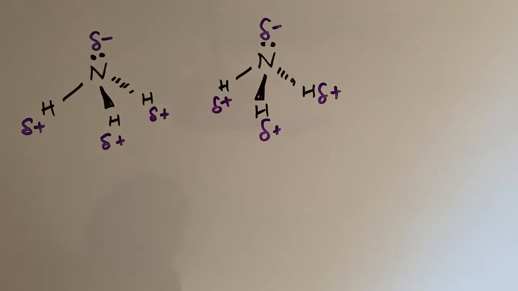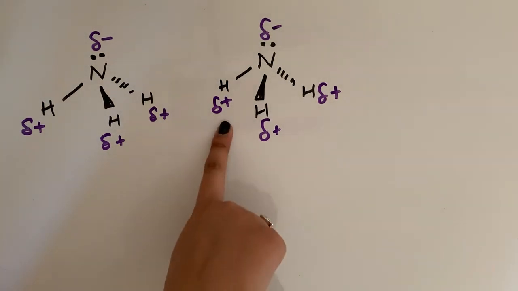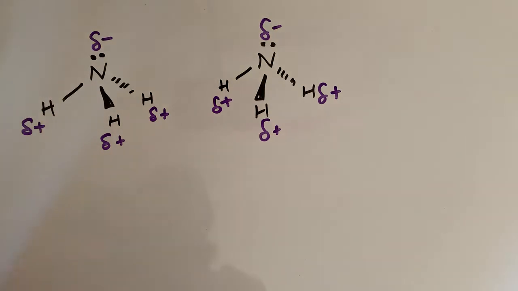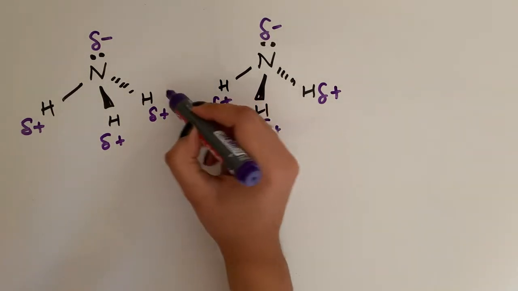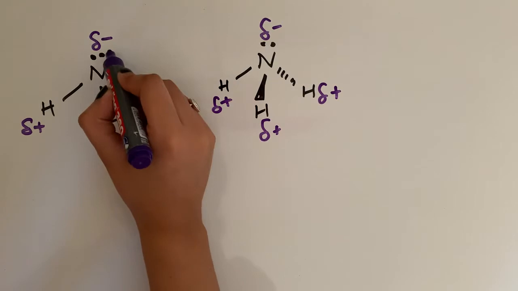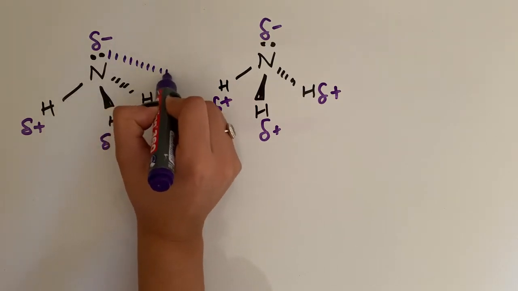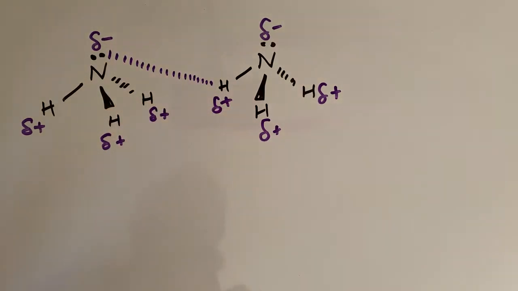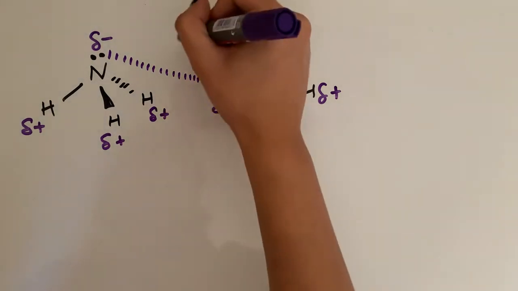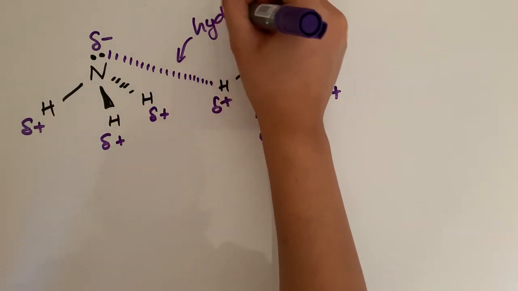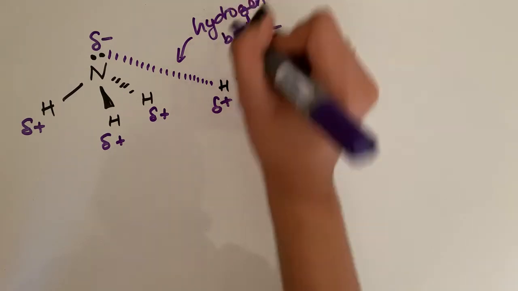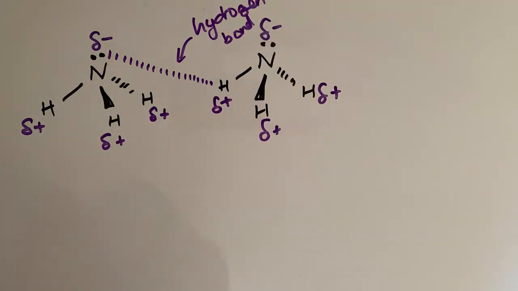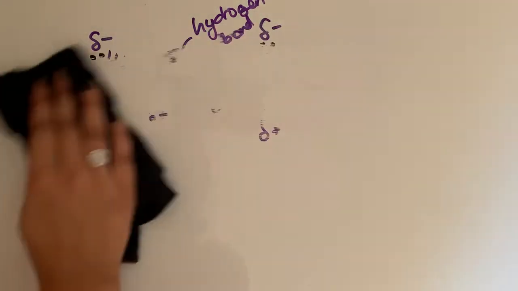And now we've got hydrogen delta positives on one molecule, and we have nitrogens with lone pairs on another molecule. Okay, so we want to show the hydrogen bond between that. So again, we're going to use a dashed line, must go from the lone pair on one nitrogen to the H delta positive on another molecule. Okay, and again, make sure you label that as your hydrogen bond. Okay, like so. So ammonia molecules do have hydrogen bonds between them.